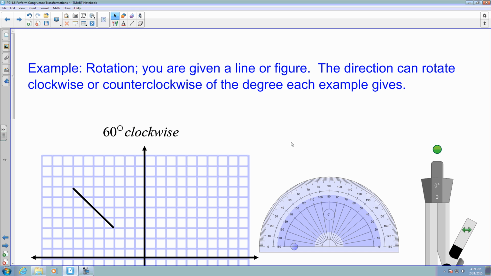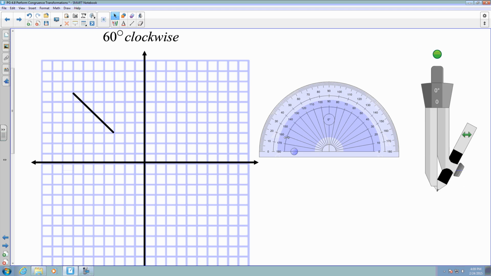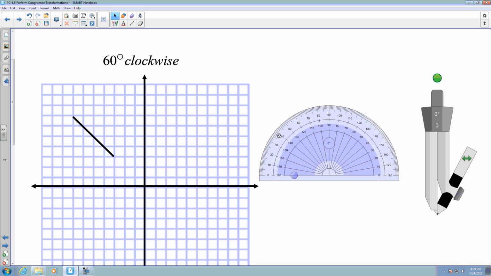Finally, we're going to talk about rotation. It says rotation, you are given a line or a figure. The direction can be rotated clockwise or counterclockwise of the degree each example gives. So the first one here, it says I got a line and I'm going to move it or rotate it 60 degrees clockwise. Now remember, if you're looking at a clock moves from left to right, so that means I'm going to be looking at it in this position here.